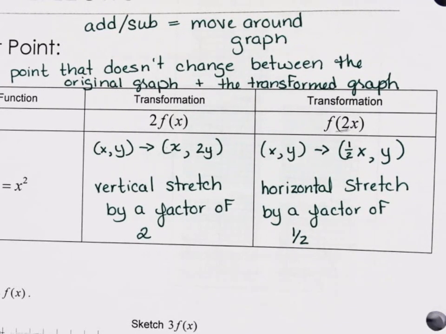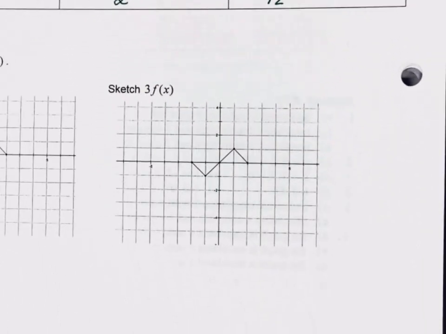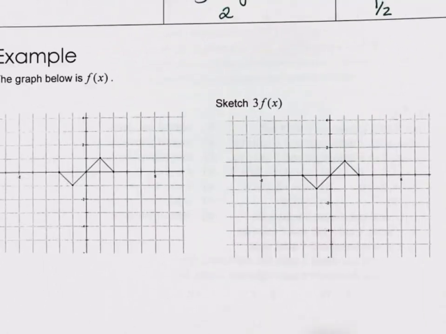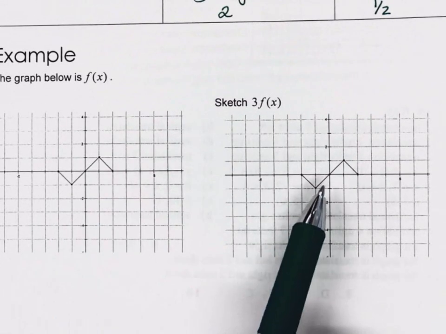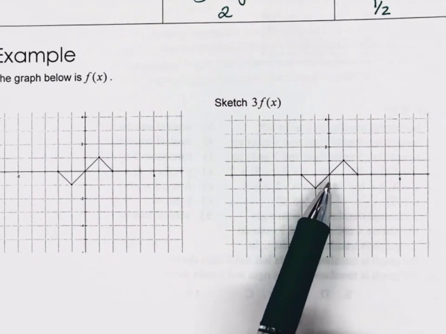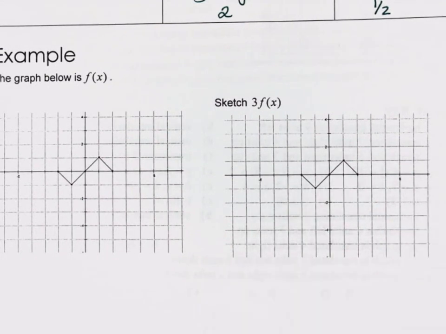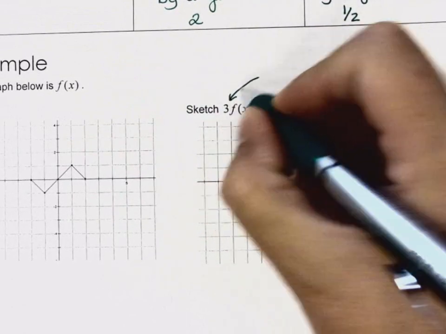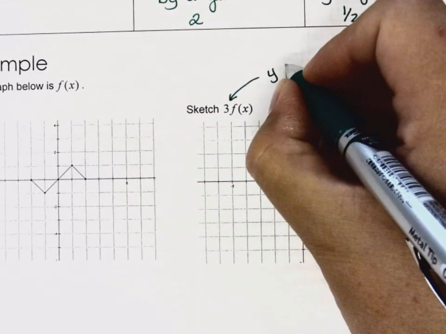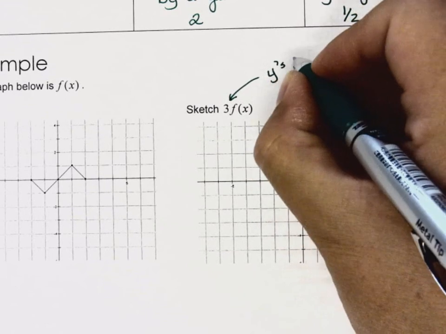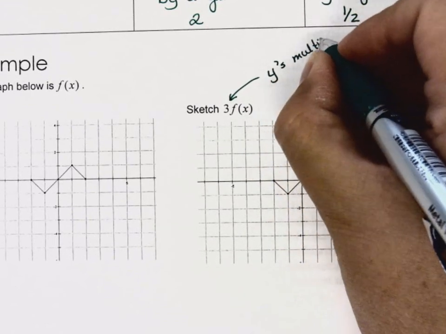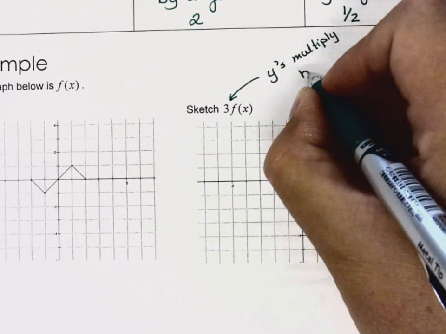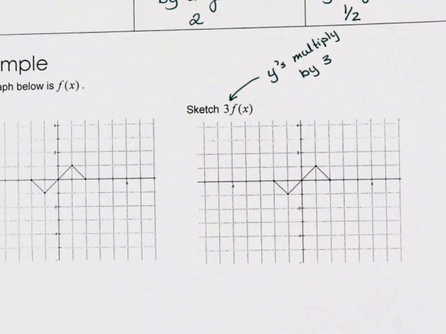Okay, so this is homework from last night or similar to it. Here's the original graph. It's just put on this graph just so we can see the original and the transformed on the same thing. So this is telling me the y's are going to be multiplied by 3. Am I doing anything to the x's?